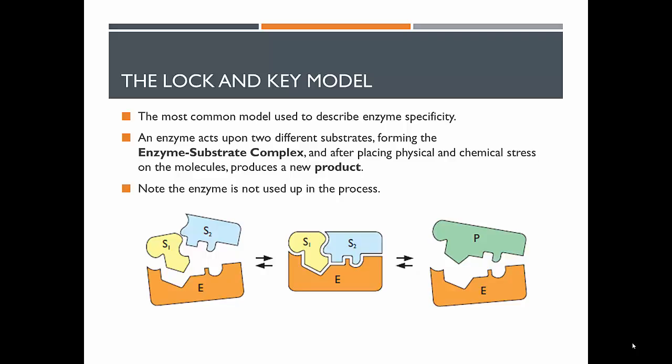So when an enzyme acts upon two different substrates, an enzyme-substrate complex occurs, and after placing physical and chemical stress on the molecules, a new product is formed. This process can go both ways, and the enzyme can act on a single substrate, form the complex, and then break it up. So as you can see, the enzyme here is not getting used up in the process, it's just doing its job, and then will be available to act on another substrate.